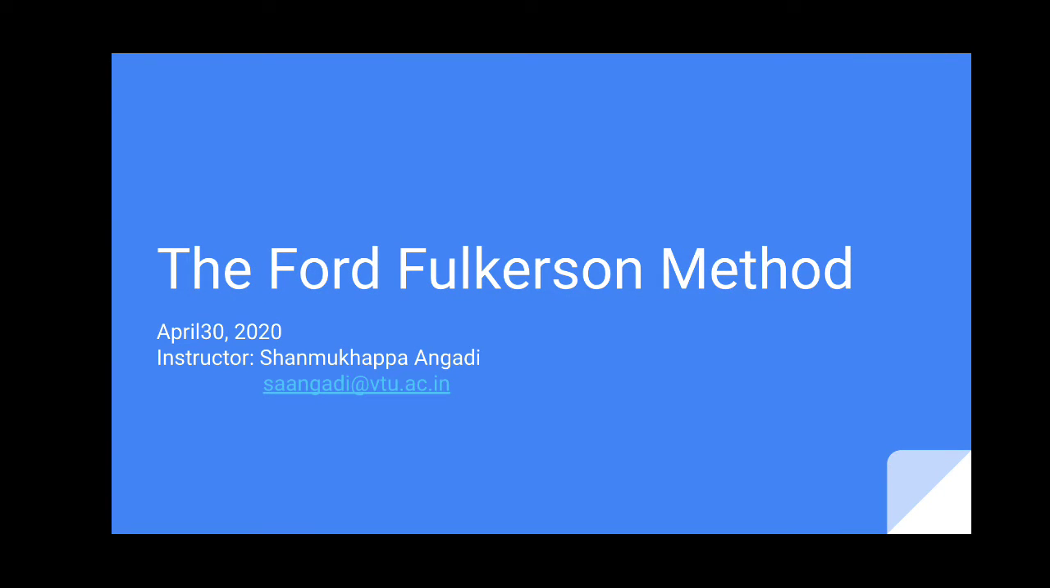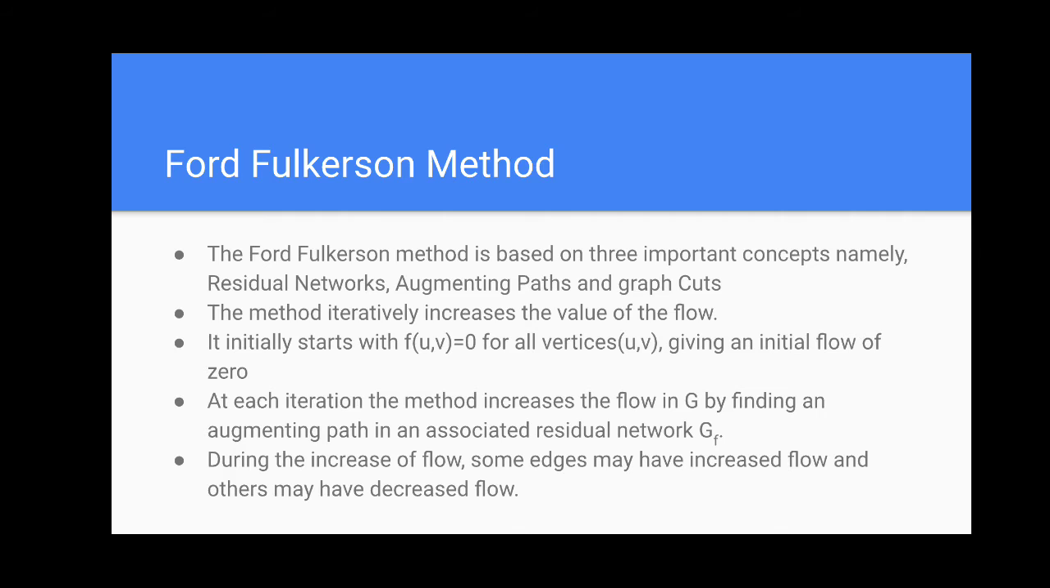Dear students, we will now discuss the Ford Fulkerson method, the method to find the maximum flow in a flow network. The Ford Fulkerson method is based on three important concepts, namely the residual networks, augmenting paths, and the graph cuts. This method iteratively increases the value of the flow.